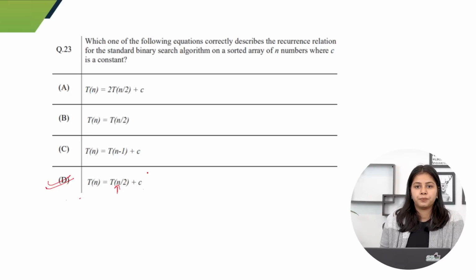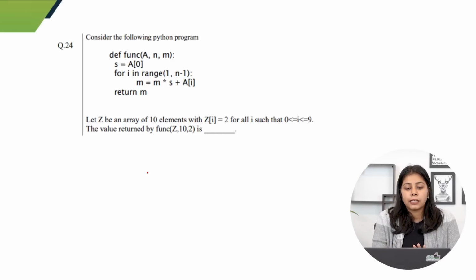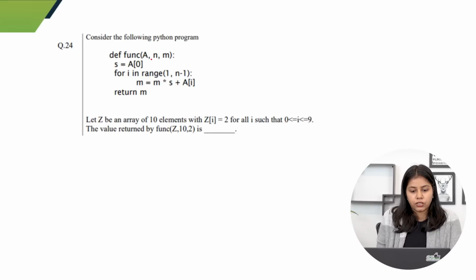So option D would be the equation which describes the recurrence relation for this binary search algorithm. Next question we have is, again we have given a Python program, and you can see that in this Python program we have given a function definition, and it takes the values capital A, N and M. S is equal to A of 0, for I in range from 1 to n minus 1, M is equal to M star S plus A of I, and then we'll return M.